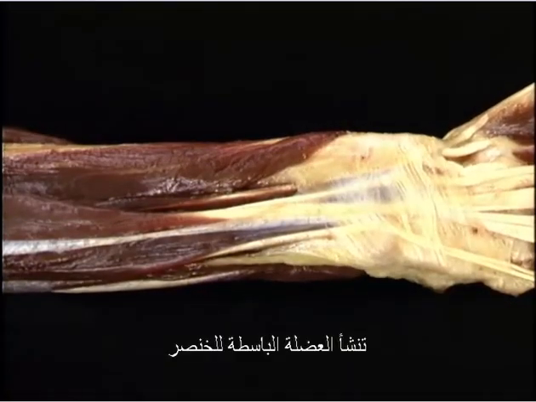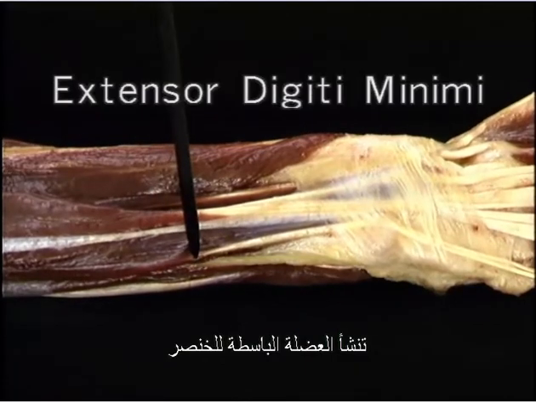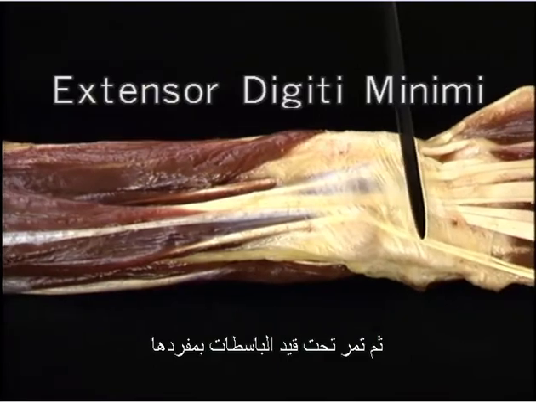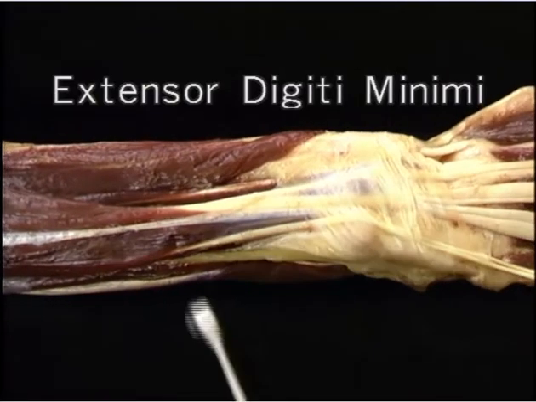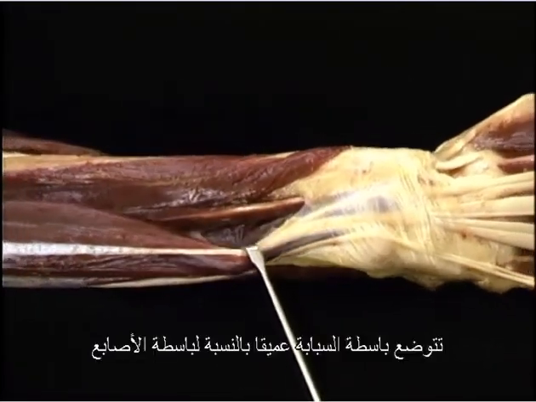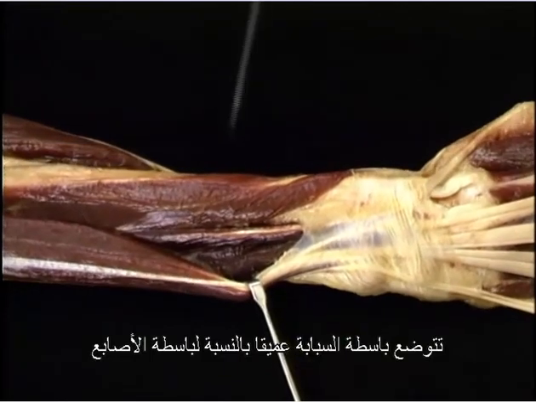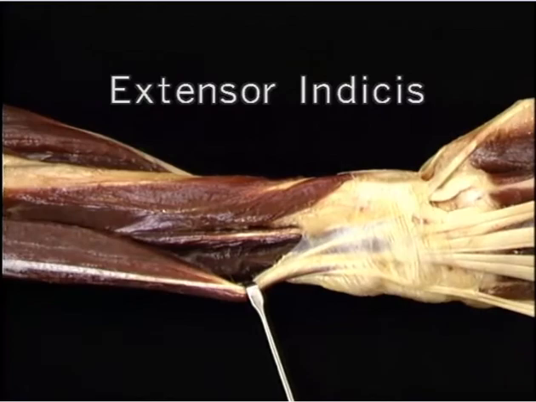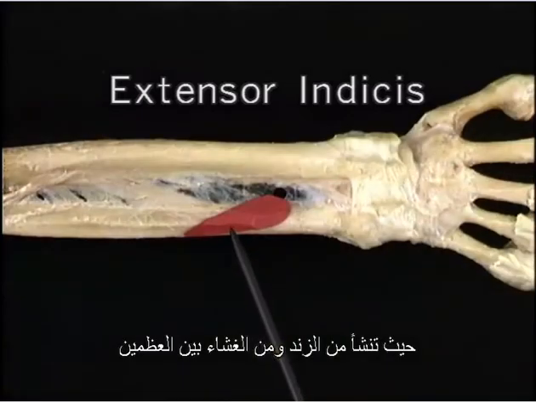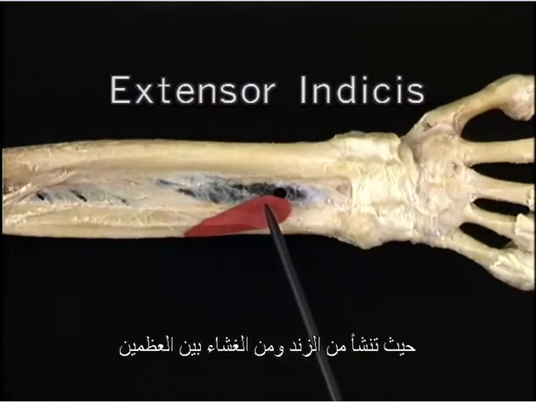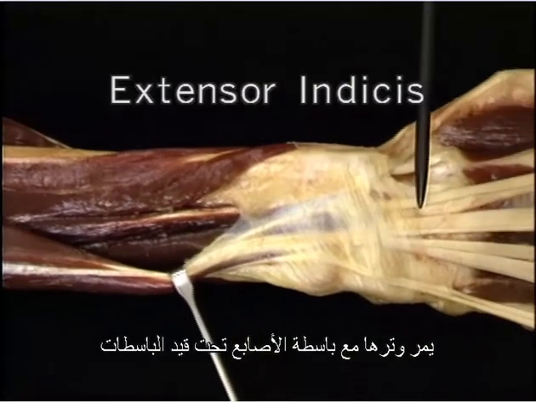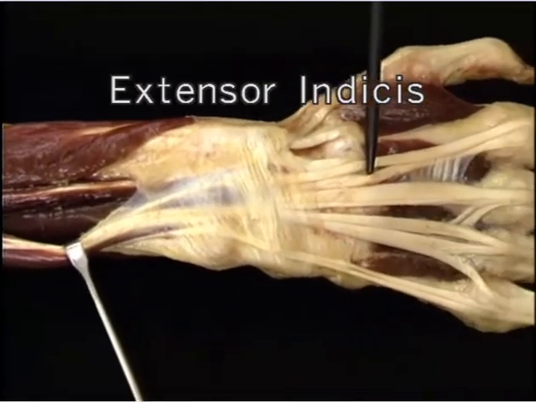The extensor muscle to the little finger, extensor digiti minimi, arises from the ulnar side of extensor digitorum and passes under the retinaculum by itself. The extensor muscle to the index finger, extensor indicis, lies deep to extensor digitorum. It arises from the ulna and the interosseous membrane. Its tendon passes under the retinaculum along with extensor digitorum.